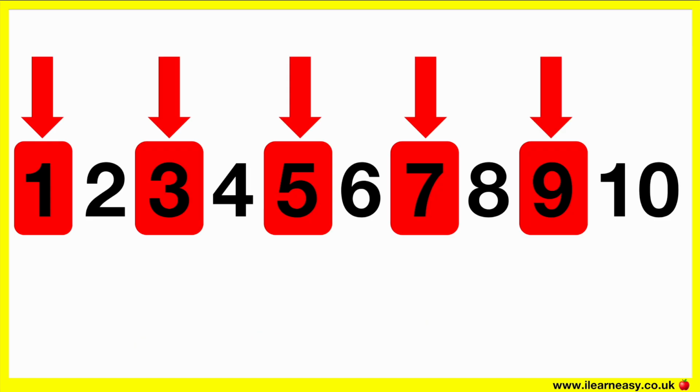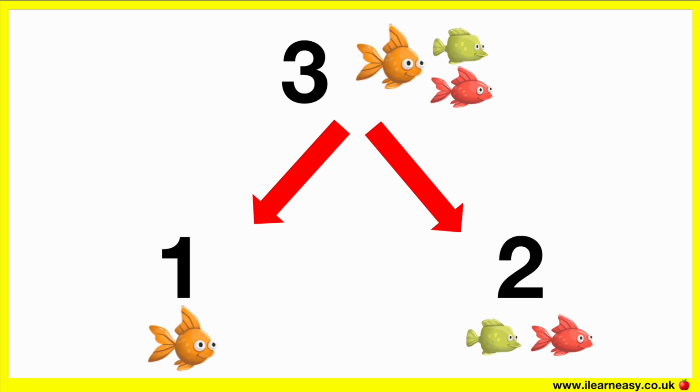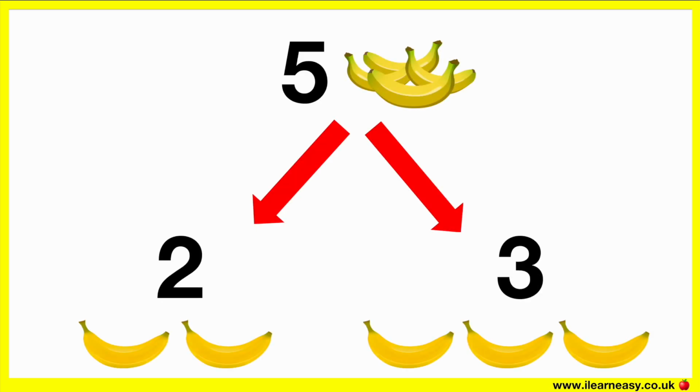The odd numbers are 1, 3, 5, 7, and 9. An odd number can't be split into two equal parts. For example, the odd number 3 can be split into 1 and 2. These are not equal parts. The odd number 5 can be split into 2 and 3. These are not equal parts. So that's the difference between even and odd numbers. Just think that even numbers can be split into equal parts and odd numbers can't be split into equal parts.